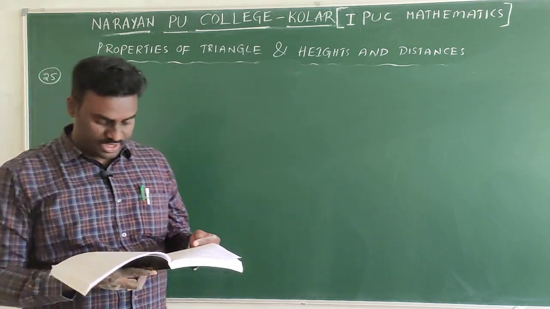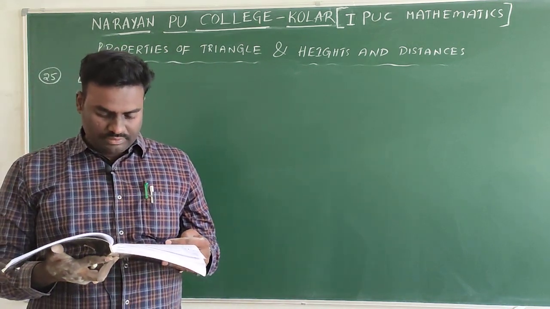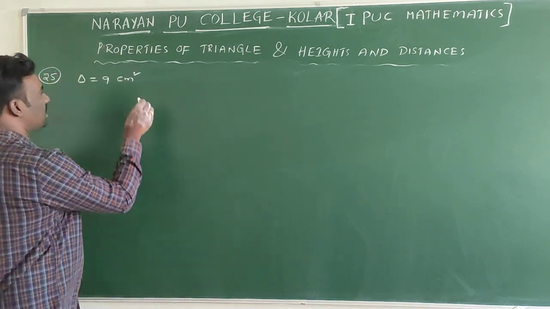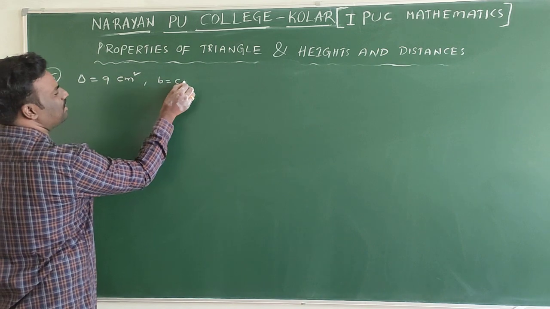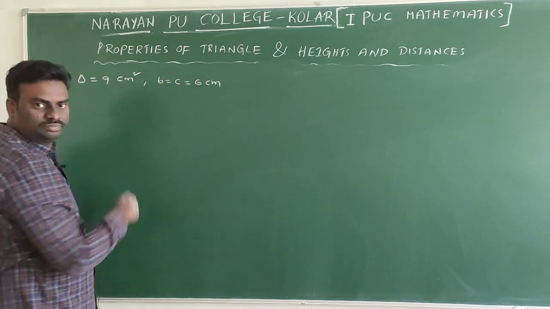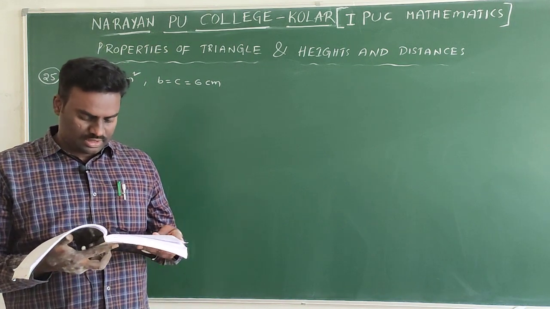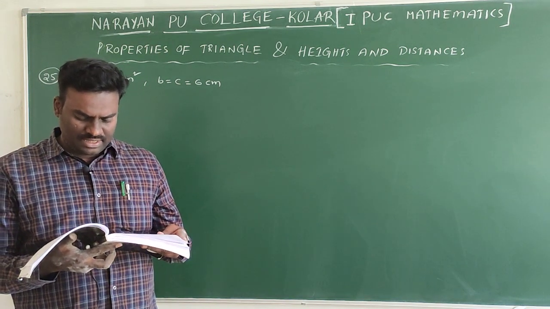Isosceles means two sides are equal. If the equal sides are of length 6 centimeters, so here I am taking b equals c equals 6. You can take any two out of three, two are equal. I am taking b and c. Next, the angle between them.